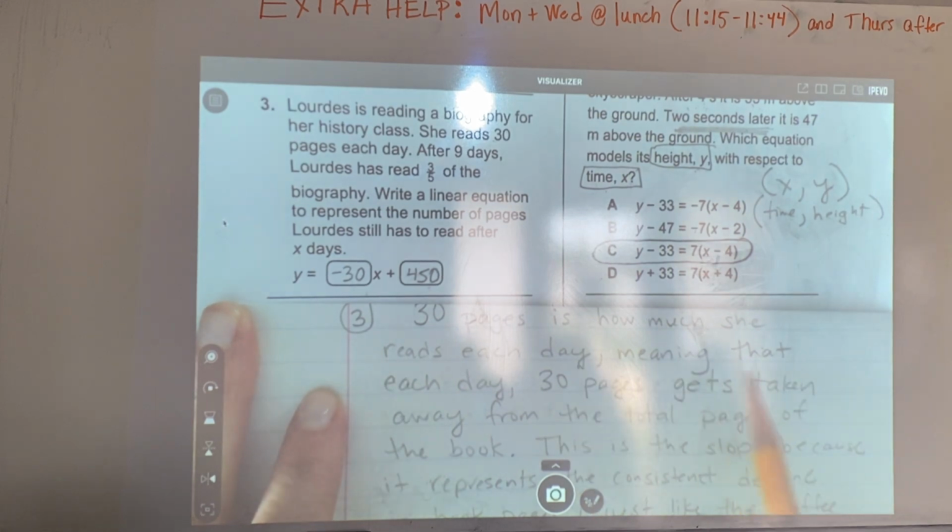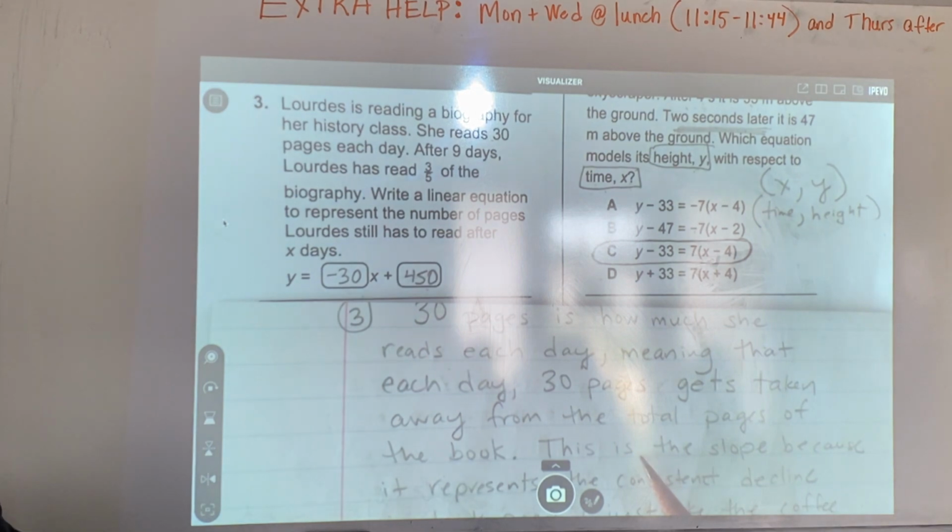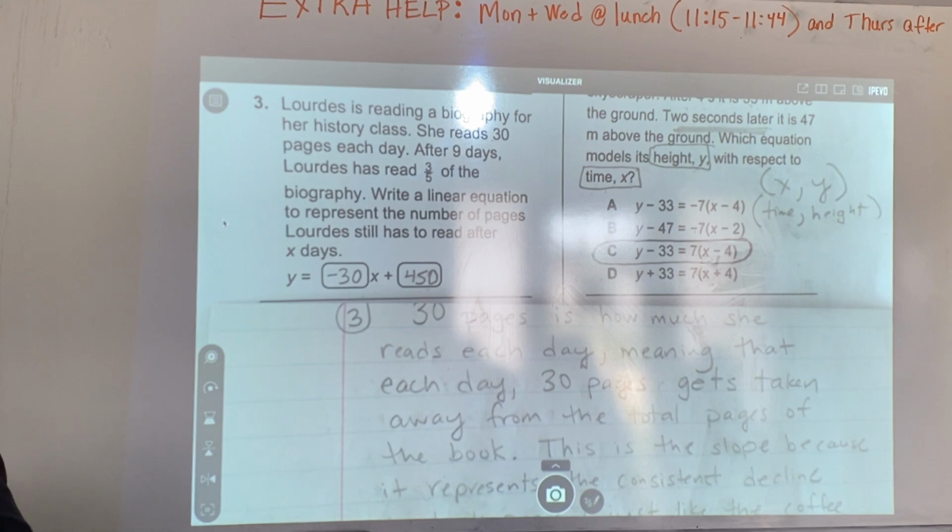That means that each day, 30 pages gets taken away from what she started with, right? When you read 30 pages, we kind of go bye-bye. It's like if you eat 30 cookies, they get taken away, right? I mean, I might have eaten 30 cookies once or twice in my life. But you read 30 pages, those go away.